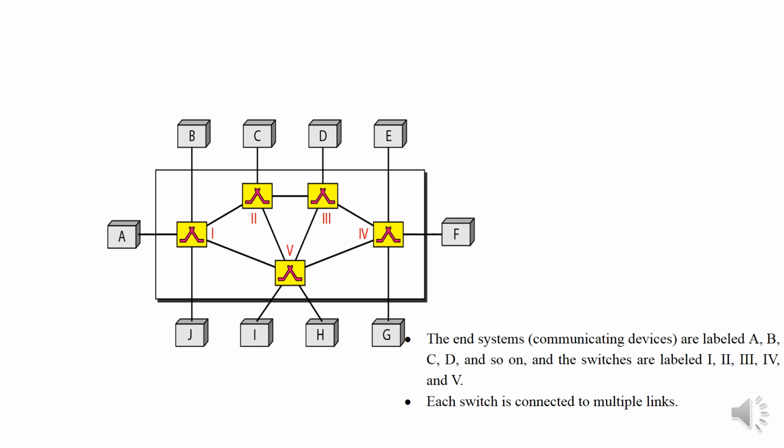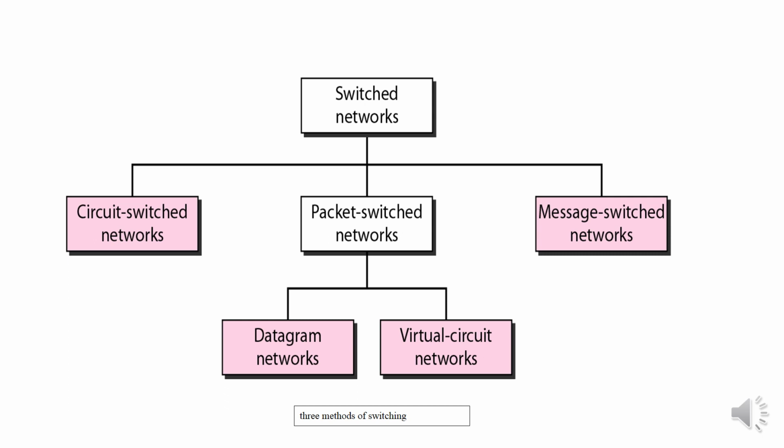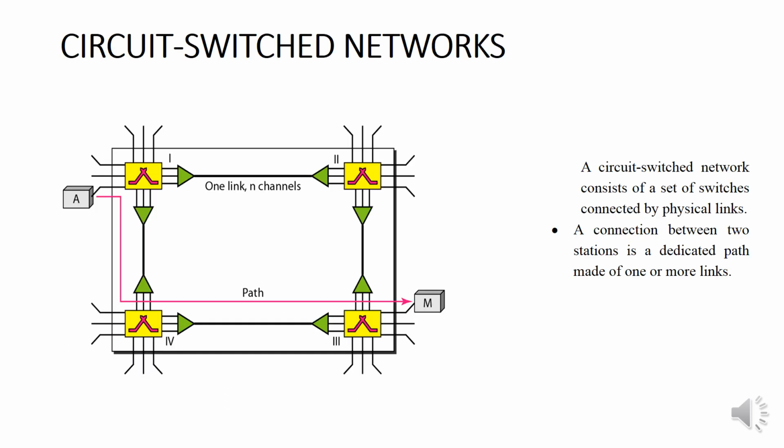In switching, there are three methods of switching. Under switched network, the first method is circuit switched network, the second method is packet switched network, and the third method is message switched network. Once again, the packet switched network is classified as datagram networks and virtual circuit networks. First we'll concentrate on circuit switched network.